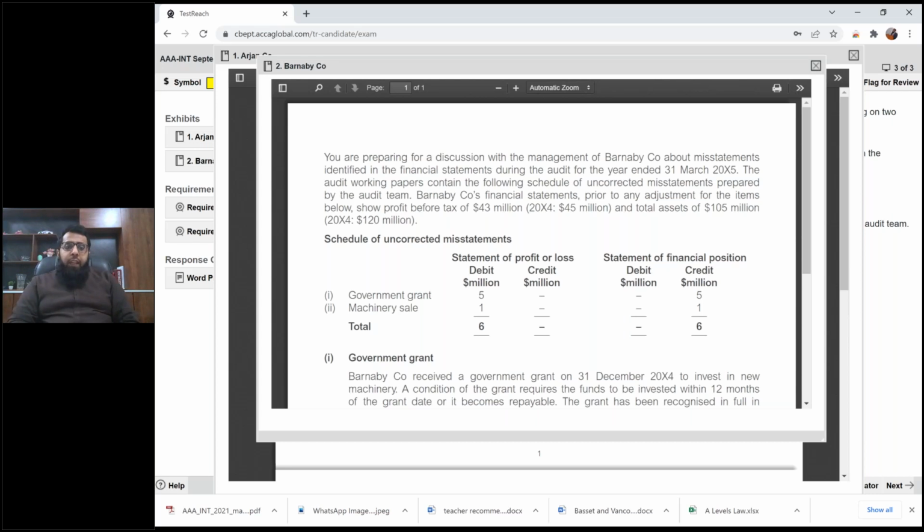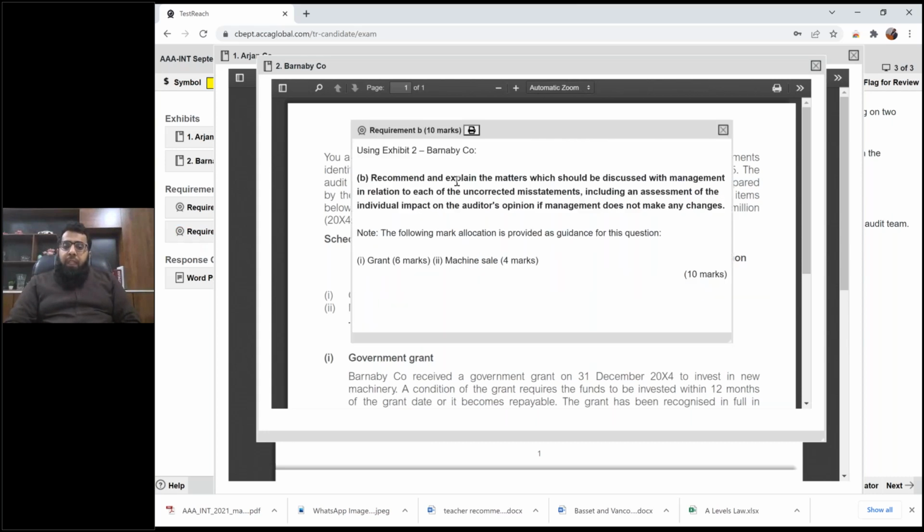Okay. Now let's read its requirement. Using the exhibit to Barnaby Company, recommend and explain the matters which should be discussed with the management in relation to each of the uncorrected misstatements, including an assessment of the individual impact on the auditor's opinion if the management does not make any changes. The following marks allocation is provided as guidance. For the grant, you have 6 marks. For the machine sale, you have 4 marks.